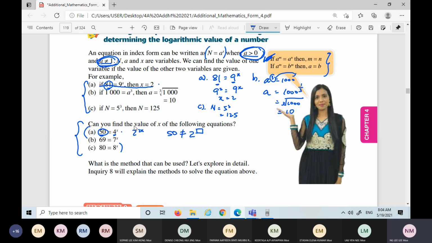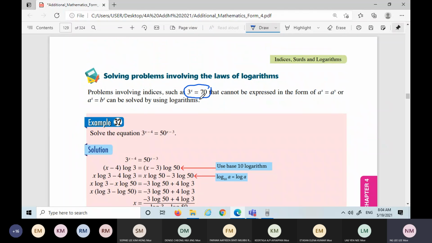Okay, so I go back to just now. To solve 3 to the power x is equal to 70, before we see example 32, how are we going to solve this? Because 70 you can't write as 3 to the power of something. If you can, then it's easy. Once the base is the same, you can compare the index.